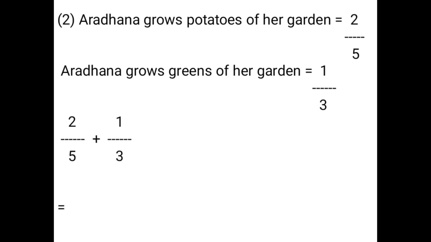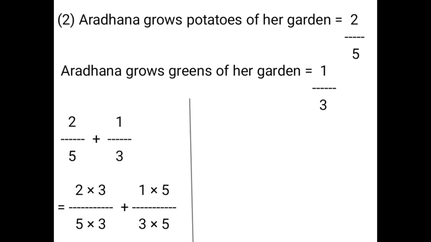That is 2/5 multiply 3 on numerator and denominator plus second fraction is 1/3. You have to take opposite denominator 5 to multiply on numerator and denominator of the fraction 1/3. So you have to cross multiply now. 1/3 into 5 on numerator and denominator. That is equal to 2 3s are 6 upon 5 3s are 15 plus 1 5s are 5 upon 3 5s are 15.